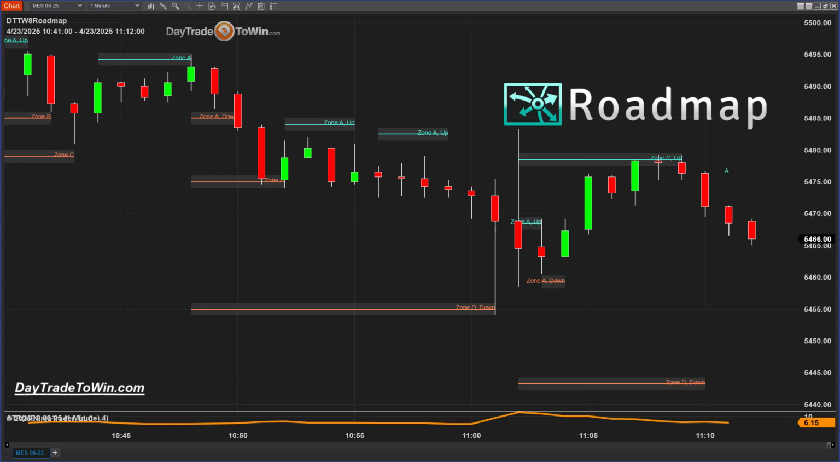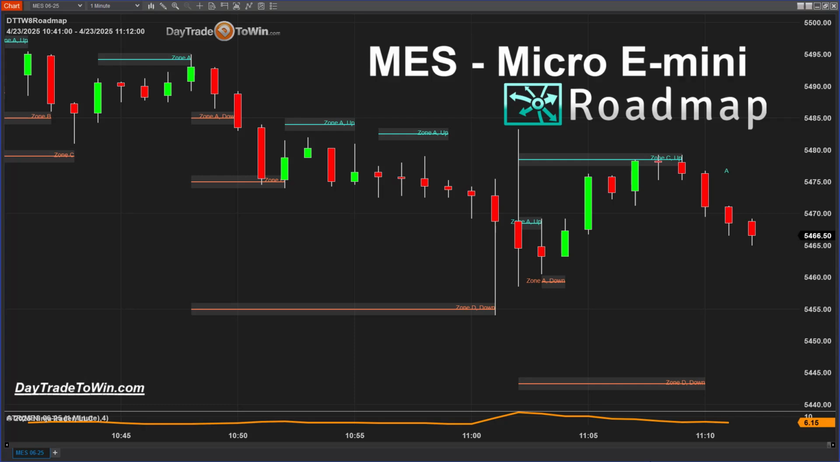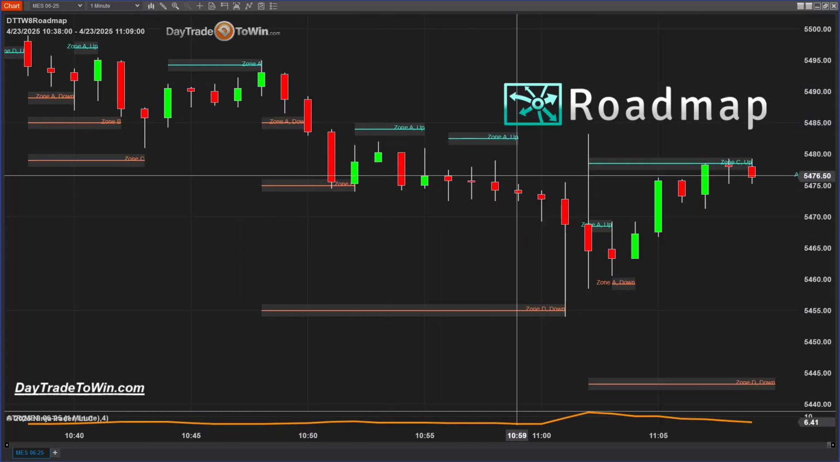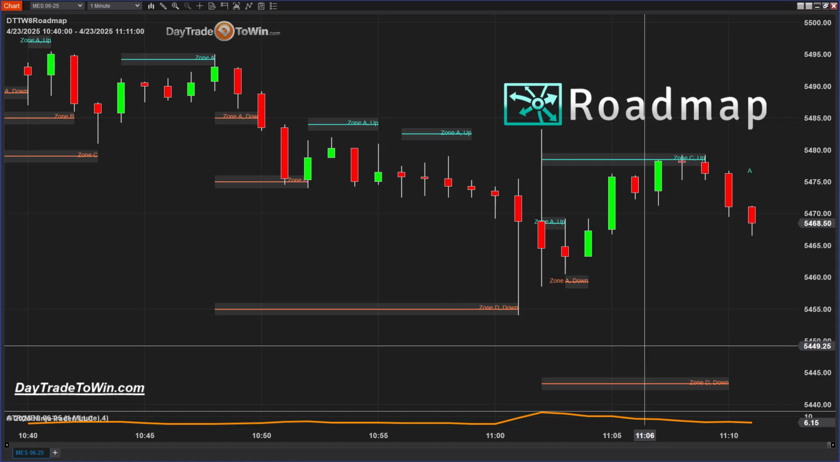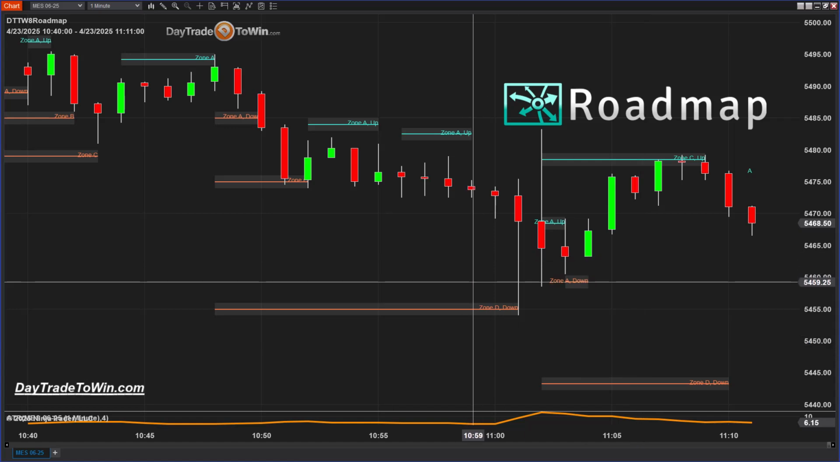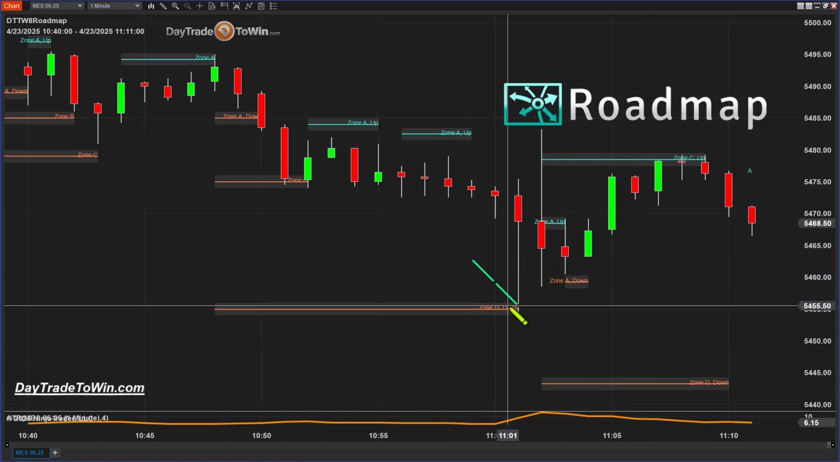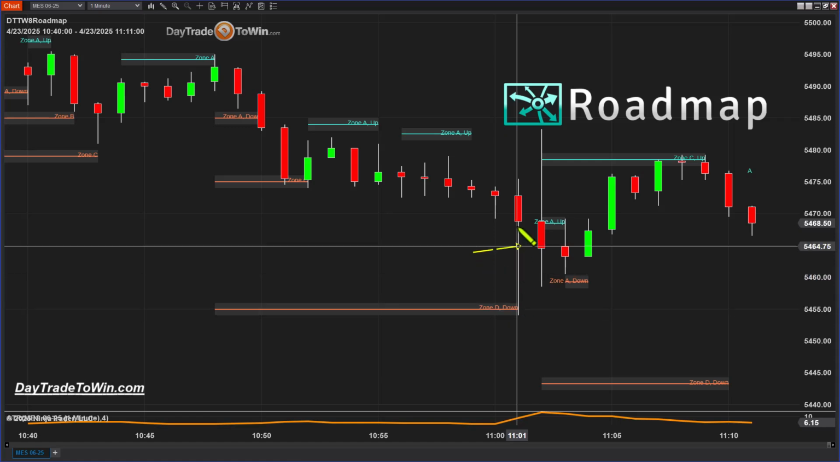So what we have here is the MES, the micro E-mini S&P, and you can see these shaded areas here on the chart. And what they are is areas of manipulation. Now these areas are formed in advance. So you can see that once the market hit this area right over here, the market immediately reversed off of it.